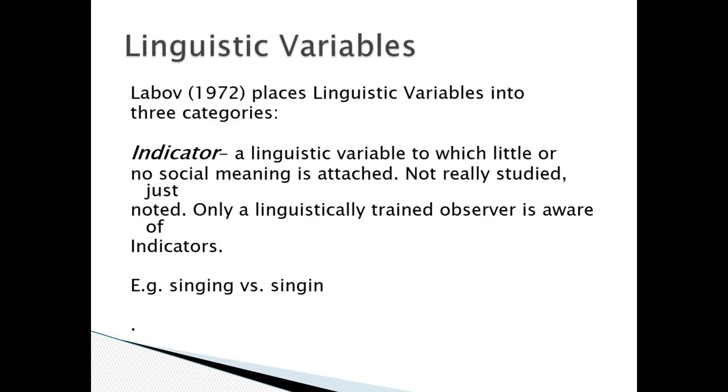1972, he placed linguistic variables in categories, right? So the first one is the indicator. Now remember when we spoke about economy versus economy, and someone said that they're not getting any social differences, that's because that word, in terms of differences in pronunciation, is simply an indicator. And with an indicator, it is a linguistic variable to which little or no social meaning is attached. So you can't really pinpoint where the speaker would be from.